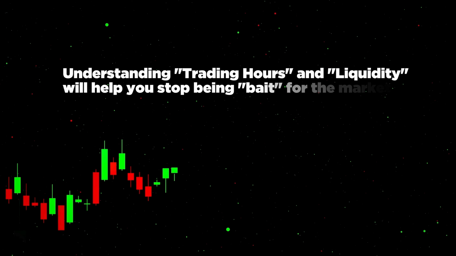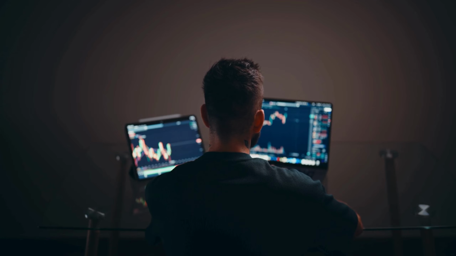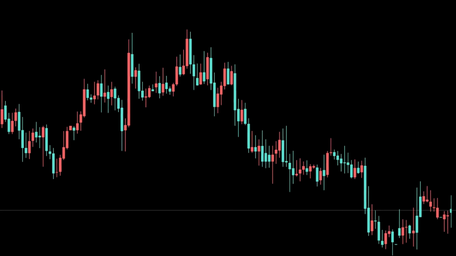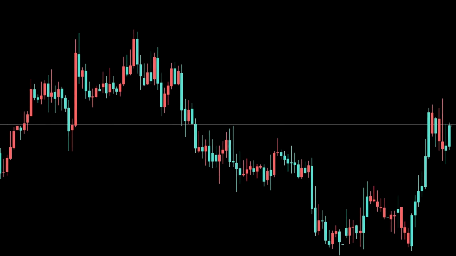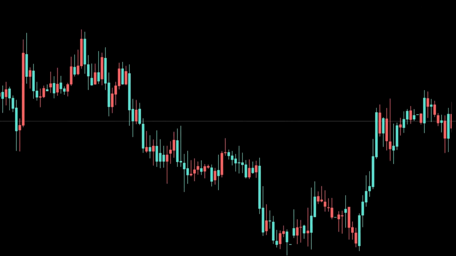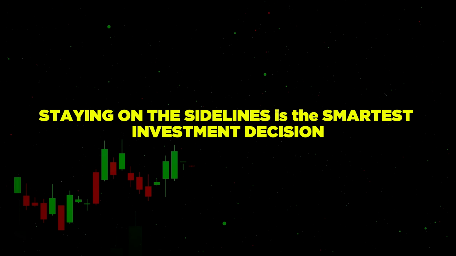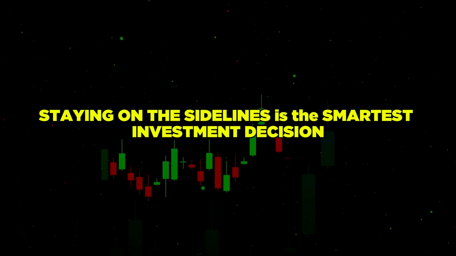Understanding trading hours and liquidity will help you stop being bait for the market. It is not necessary to participate in the market every single day. There will be days when the price structure is unclear or there are no liquidity sweep signals. In those cases, staying on the sidelines is the smartest investment decision.